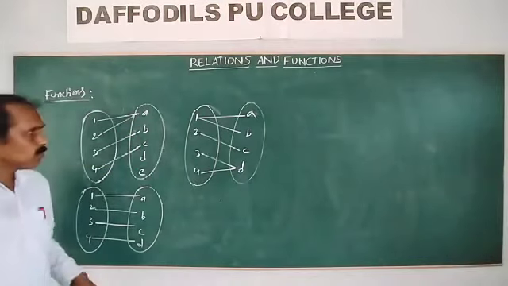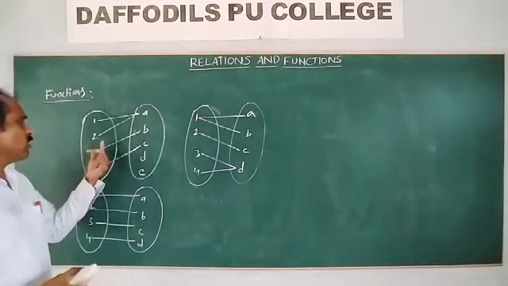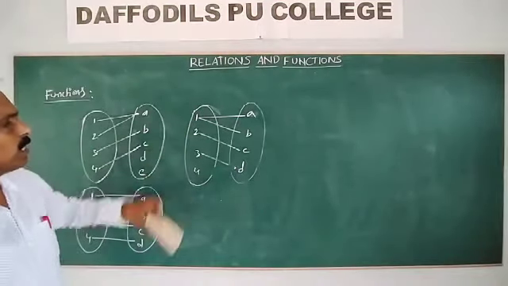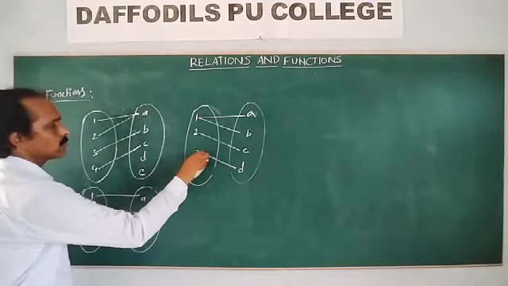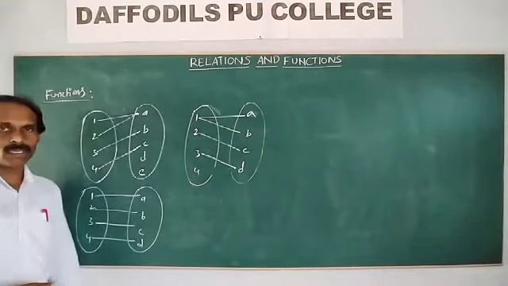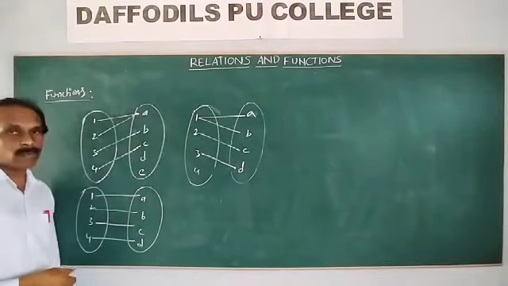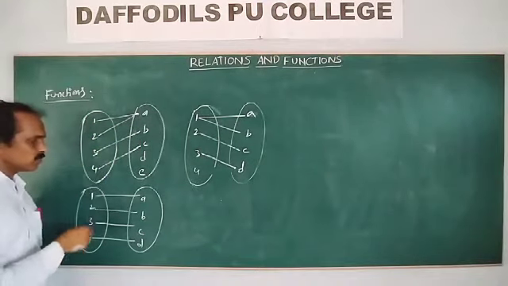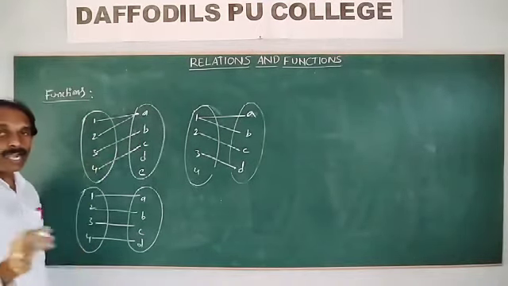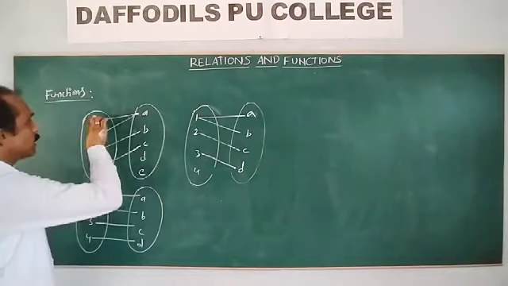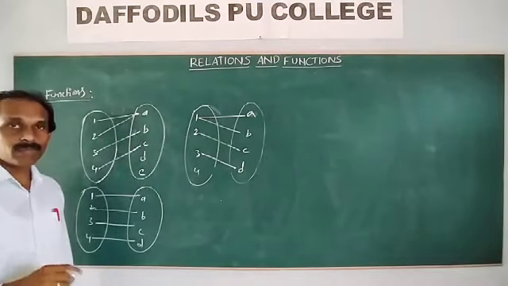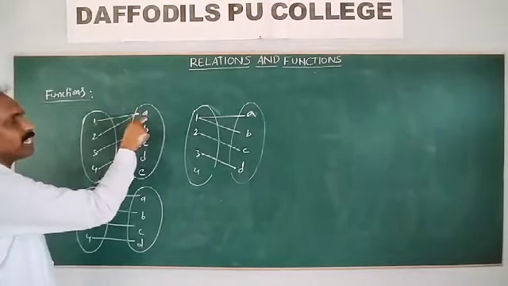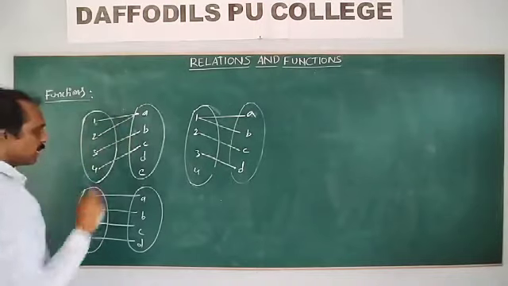Okay, this is a function. What is a function? All elements are associated with the elements in B. Okay, all elements: 1 associated with, 2 associated with, 3 associated with, 4 associated with. And one more condition: the elements in A are associated with one and only one element. 1 with A, one element. 2 with A, one element.